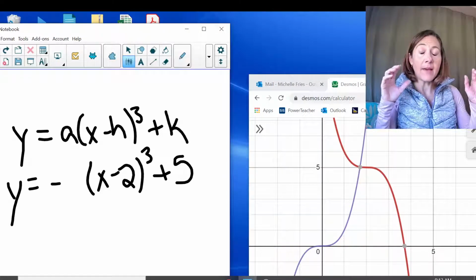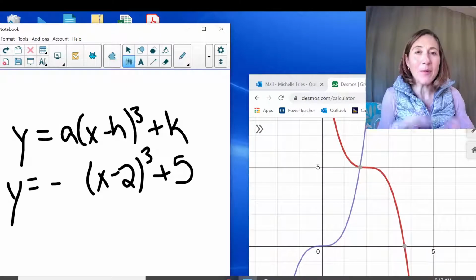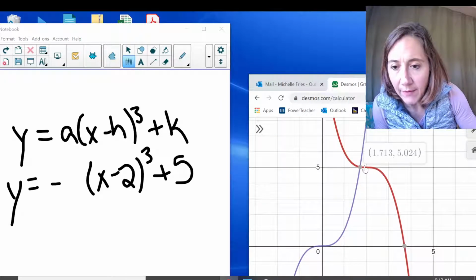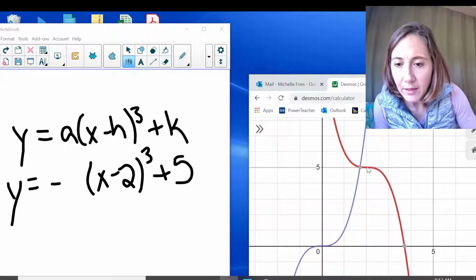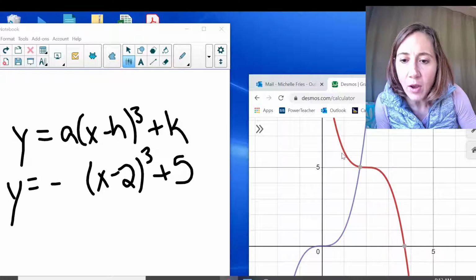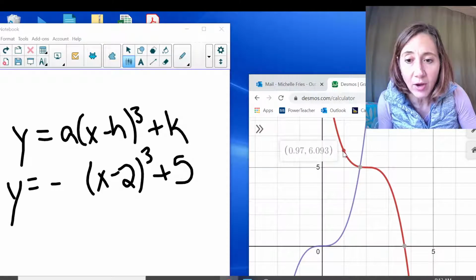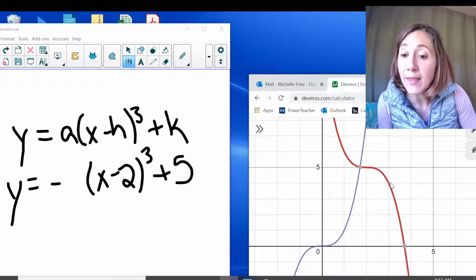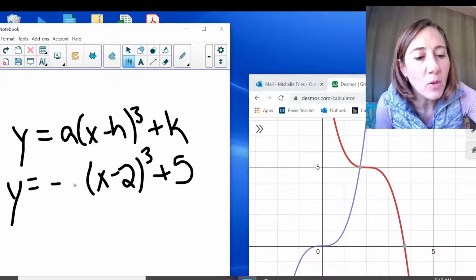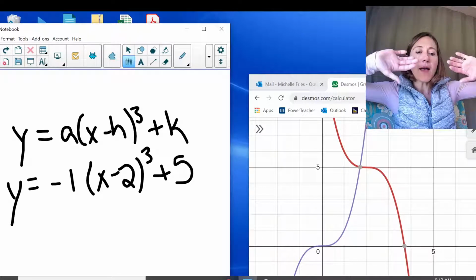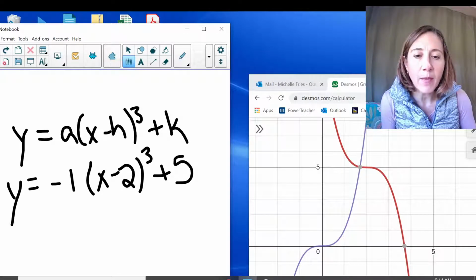Now let's look at the 2 critical points from the inflection point on the purple. Remember the up 1 and over 1, down 1 and over 1. Let's see what happens from this center on the red graph, this inflection point right here. There it is, (2, 5). If I want to go up 1 and over 1, okay, that hits right on the red curve again. And if I want to go down 1 and over 1, that also hits right on the red curve. So my A value is just a 1. It's negative 1 because it's upside down, but it is still going up 1 and over 1.